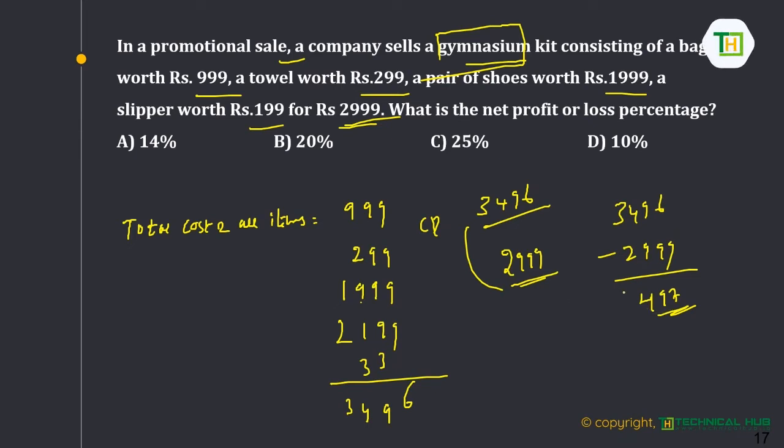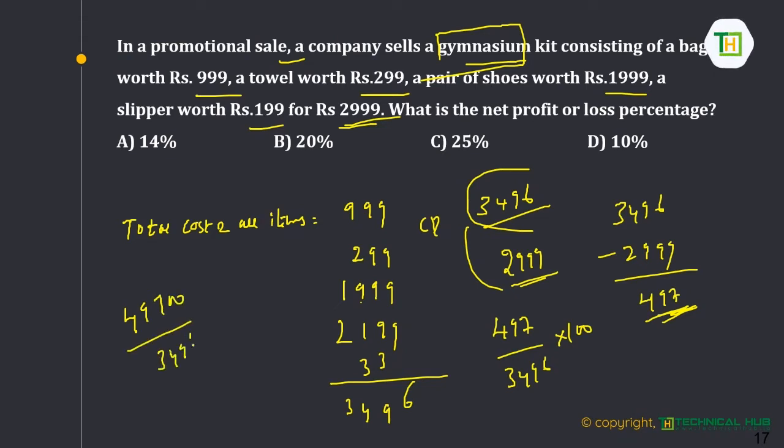So they are asking for the loss or profit percentage. From the company's point of view, the company gets a loss here, and that loss is 497. The total worth of all the 4 items is 3496. So 497 into 100 divided by 3496. If we simplify this, you will get 14 point something, I think 14.2122, which is close to 14%. So the answer for this question is option A.